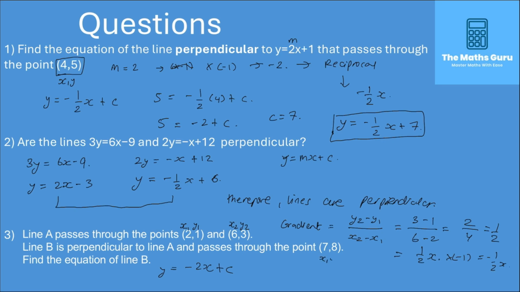Looking at our coordinates, we have x and y like this, and we plug them in to get 8 is equal to negative 2 times 7 plus c. Therefore, c is equal to 8 plus 14, which is equal to 22. So the equation of line B is y is equal to negative 2x plus 22.